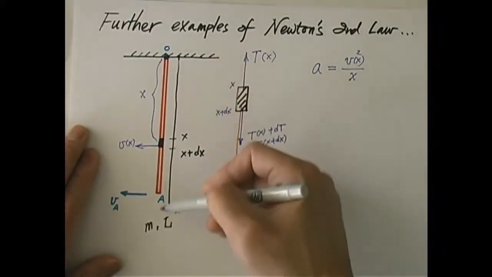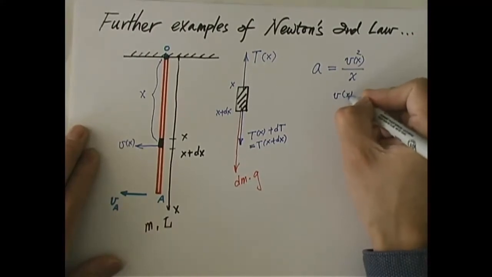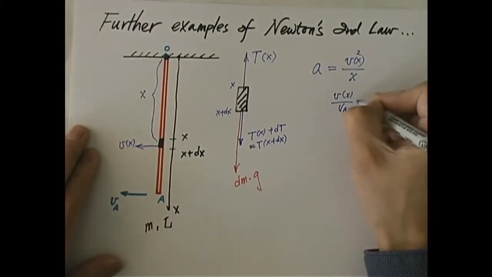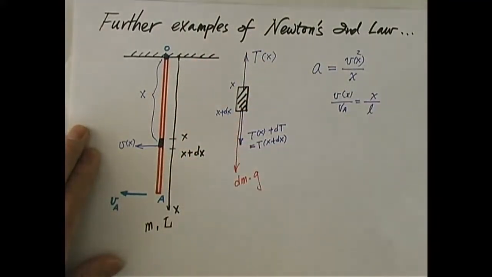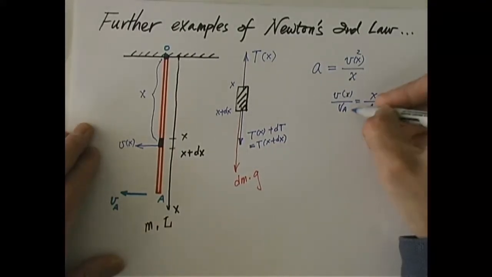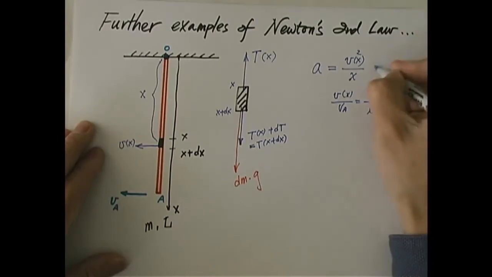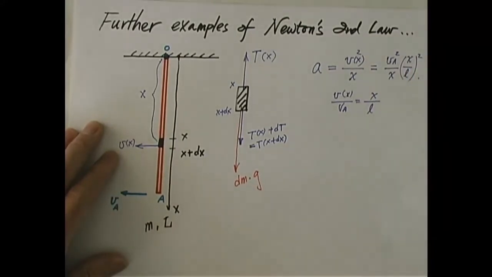One is x, the other is L. So V of x over V_A should be equal to x over L. This is x, this is L, right? This proportionality. So I know what V sub x is. That is just V_A, which is a given constant, times x over L. So I can write this as V_A squared over x, then times x over L squared. Okay, that is the acceleration.